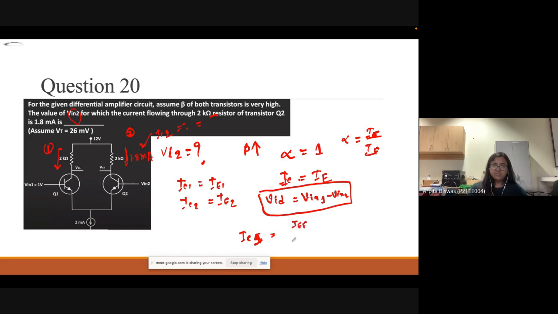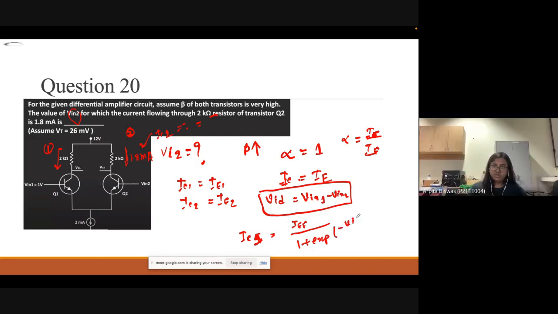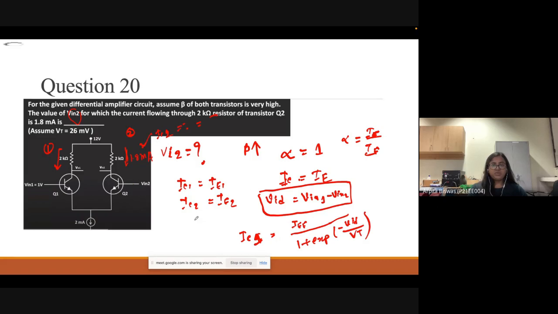IEE by 1 plus e to the power minus VID by VT. Can you remember this equation? The IEE by 1 plus exponential of minus VID by VT, in the first case it is minus. So here IEE is that one.